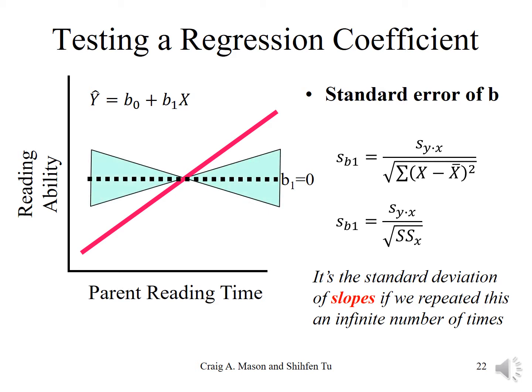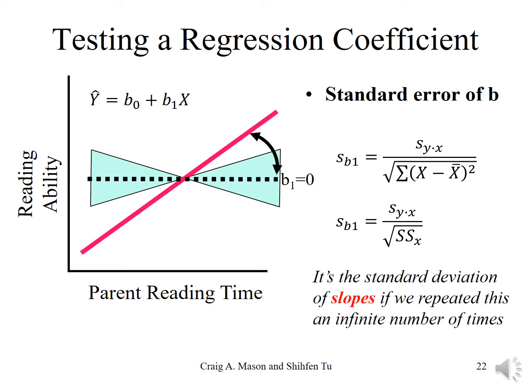Based on the standard error of the regression coefficient, this shaded area illustrates the distribution of slopes that we would see if the null is true. How large it is, how spread out that distribution is, is based on the standard error of B. The question then becomes whether our observed score is sufficiently extreme to reject the null hypothesis.